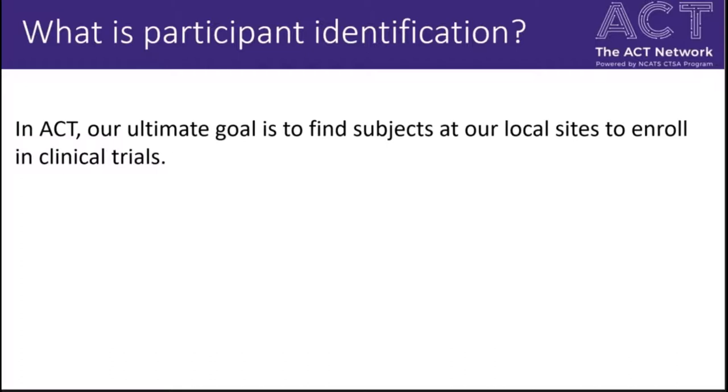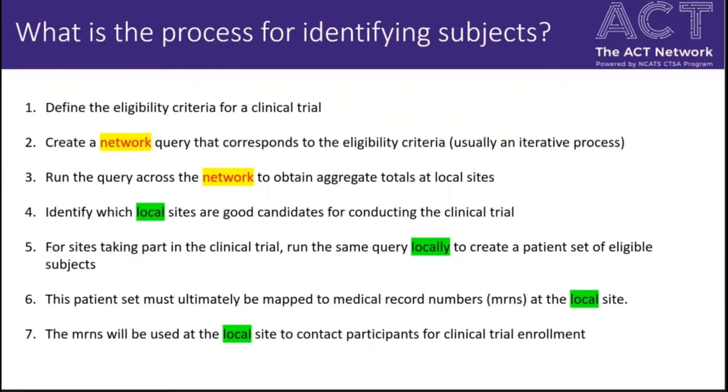So what is participant identification? Well, it's our goal in ACT, and it's to find subjects at local sites to enroll into clinical trials. On this slide, I've tried to distinguish between what we're doing at the network level and the local level, and this hour is focusing on the local level, but I wanted to go over what the process is in general. There are a lot of things left out of this, but this is a general idea of what we have to do.